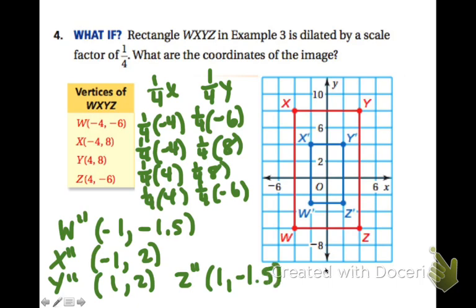And so if I graph it on this graph, pay attention to the scale of your x and y axes, because these are counting by 2's. So to do -1, -1.5, it would be somewhere around there. And then -1, 2 would be up here, 1, 2, and 1, -1/2. And a very thick line to give you my reduction by a scale factor of 1/4.